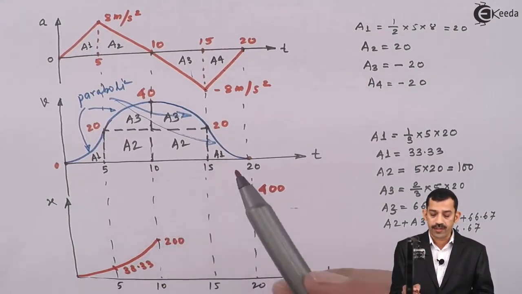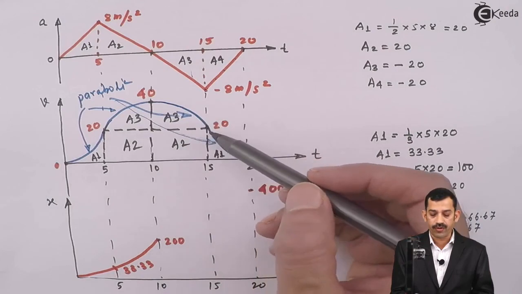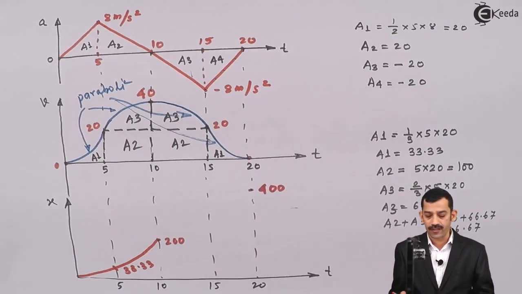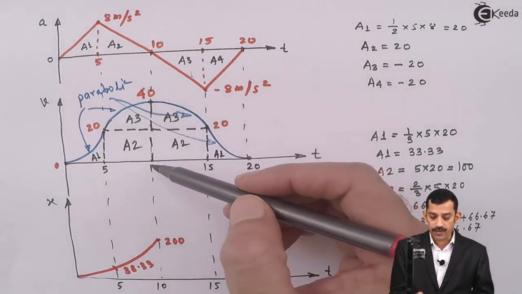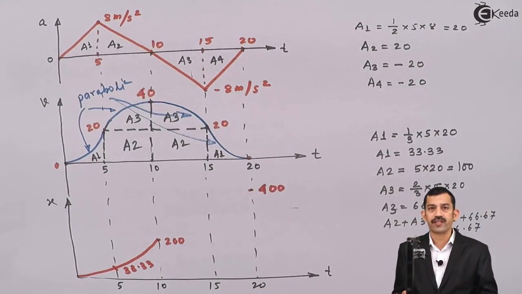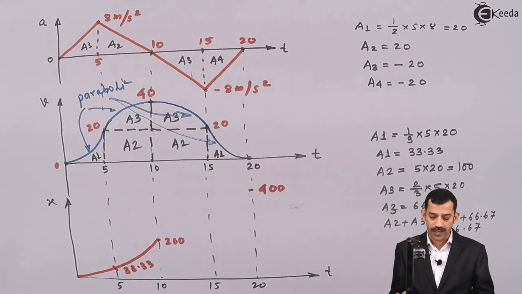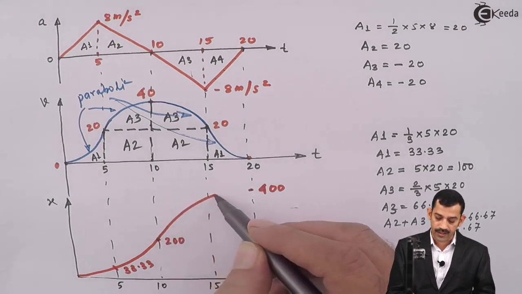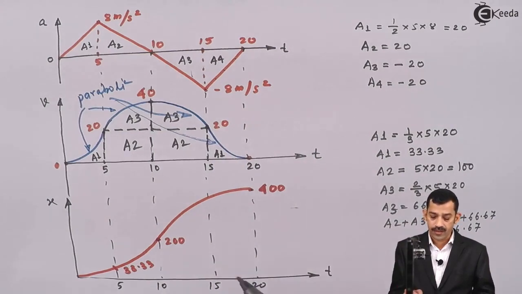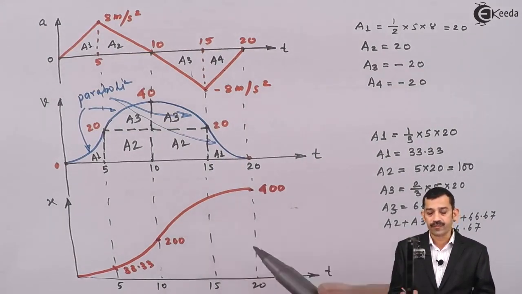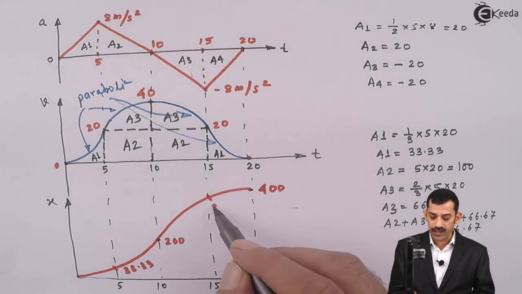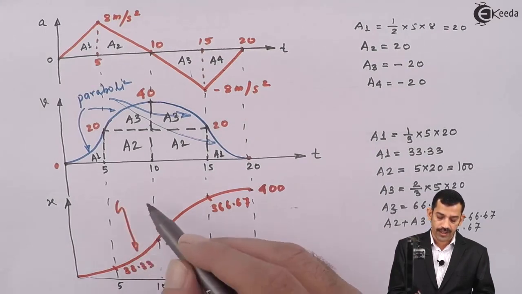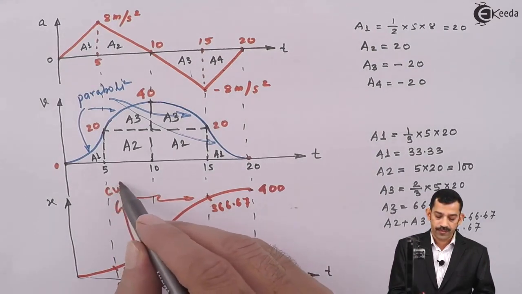Next, from 10 to 15 seconds, velocity is decreasing from 40 to 20. Again from 15 to 20 seconds, velocity decreases. Therefore, from 10 to 20 seconds velocity is decreasing, but it is in the positive direction. Therefore, the slope of the XT diagram must decrease in the positive direction. For such a curve, the slope decreases in the positive direction. This location represents 366.67 meters. Both curves you have to represent as cubic in nature.